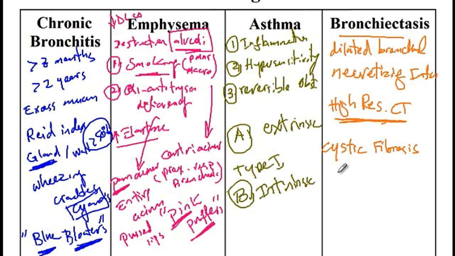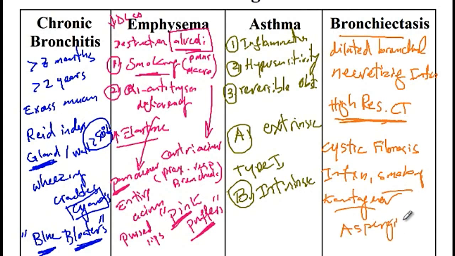As I mentioned earlier, of course, infection is another cause of bronchiectasis. Smoking and Kartagener syndrome, both of which will decrease the ciliary motility, as a consequence of which, again, there would be an increased risk of infections in these patients. And then finally, the bronchopulmonary aspergillosis can increase the risk of bronchiectasis development.